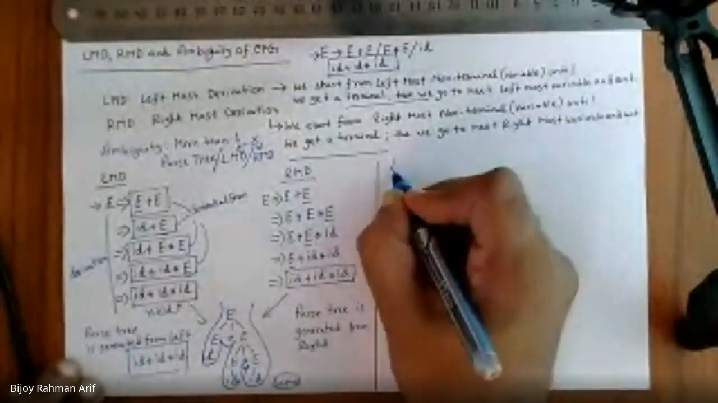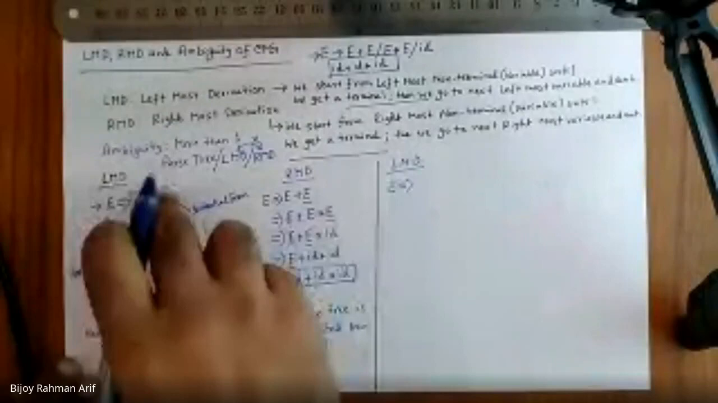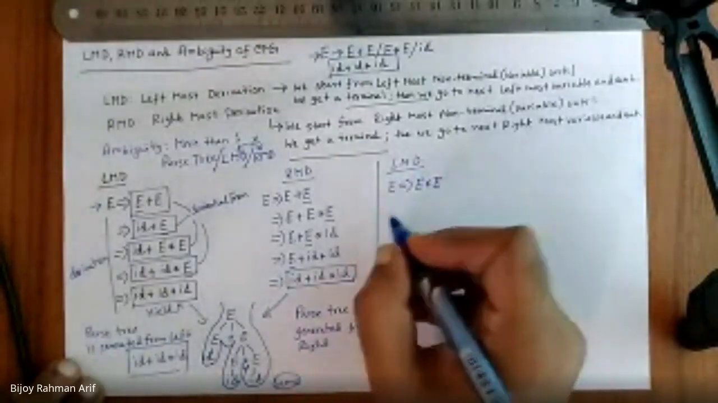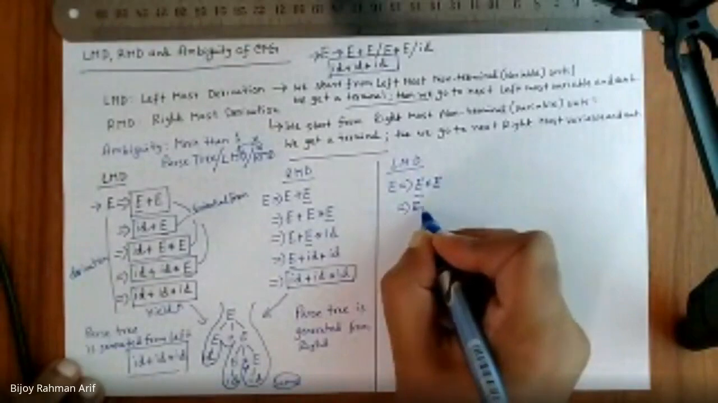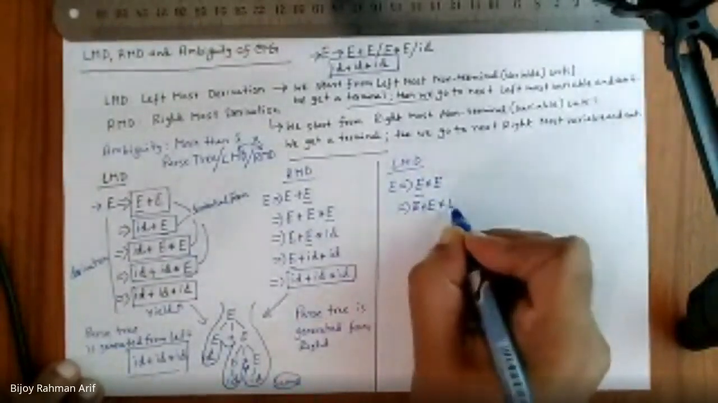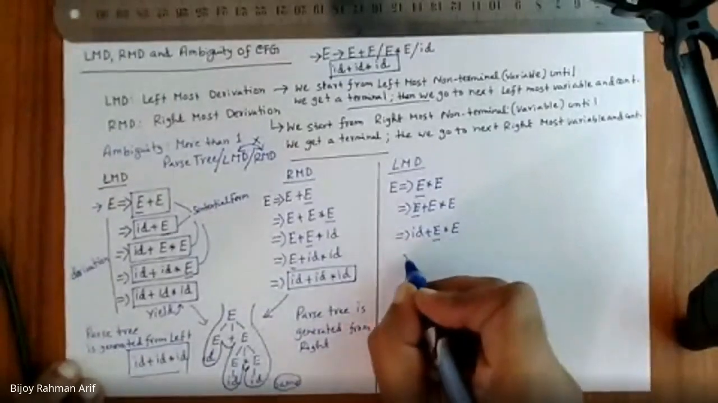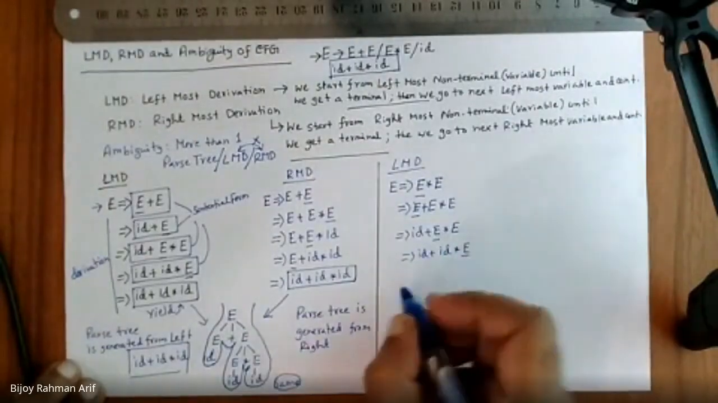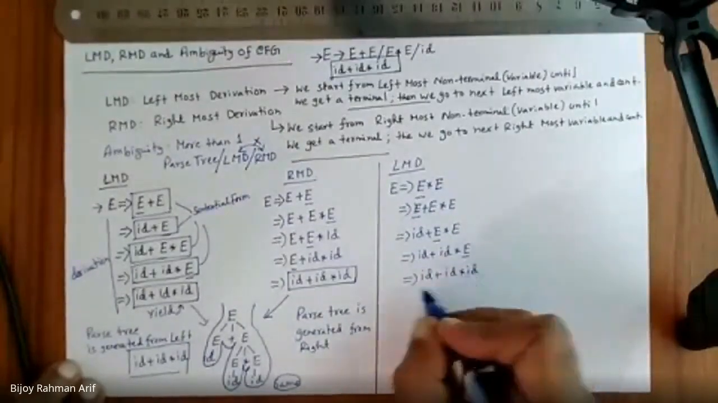So what can I do? Let's take another one. This time, E derives, instead of taking first E plus E, I'm going to take E star E. Then this E is replaced with E plus E star E. Then this E is replaced with ID. Then this E is replaced with ID plus ID star E. Then this E is replaced with ID plus ID star ID. Same here.